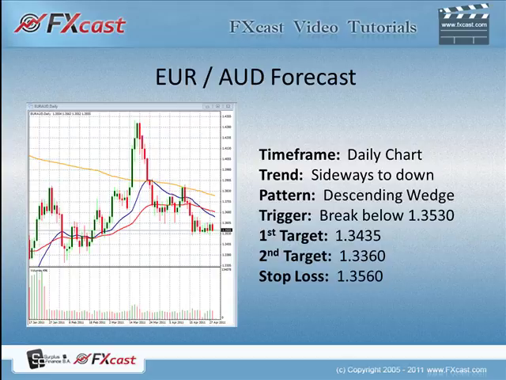We're looking at a daily chart with a trend of sideways to down. The pattern is a descending wedge, and basically what we're looking at is for a break below 1.3530. And then we have a couple targets if we do get that break, and our stop loss. So let's pull up the charts and take a look at this setup.